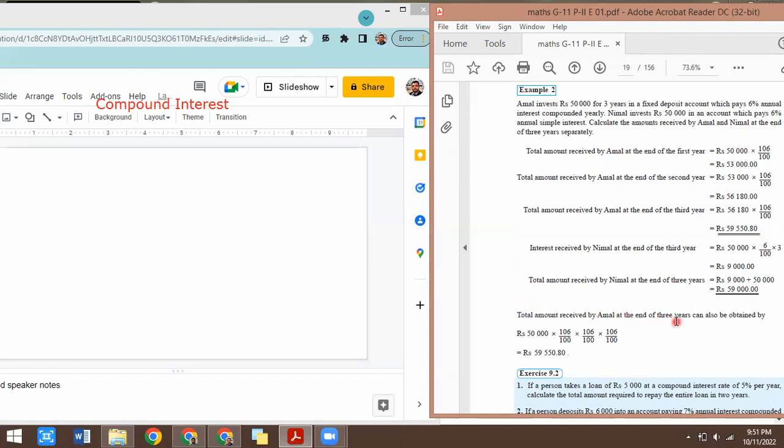Total amount received by Amal at the end of 3 years can also be obtained by 50,000 times 106 over 100, multiplied thrice. Because on the first year, this will be the amount. And on the second year, the interest for the interest will be calculated. And third year, the interest for the interest will be calculated. So that is 59,550 rupees and 80 cents.